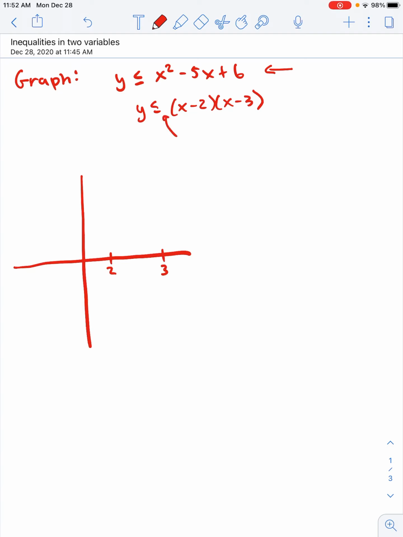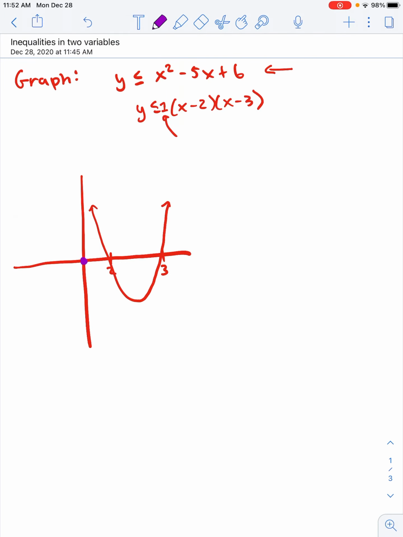Then I look at a here, or my leading coefficient. My leading coefficient is 1, which means my arrows are going up. So my graph is going to look something like this. We don't really care about the vertex for these types of problems. And then, once I have my boundary line, I basically just pick a point and plug it in.